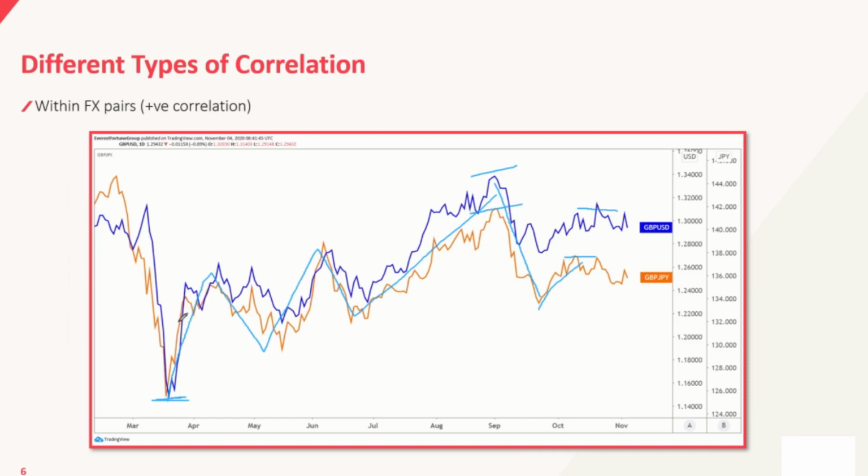It will never be a perfect +1 correlation like I mentioned earlier, because if you can see, pound yen actually dropped over here, and then it made a small push up. However, pound dollar barely dropped as much, and it made a very sharp bounce. So you can tell that while they are positively correlated, they are not perfectly positively correlated. I hope you guys got this. So this is the first type of correlation, where within FX pairs, we can use correlation to look at whether they are positively or negatively correlated.